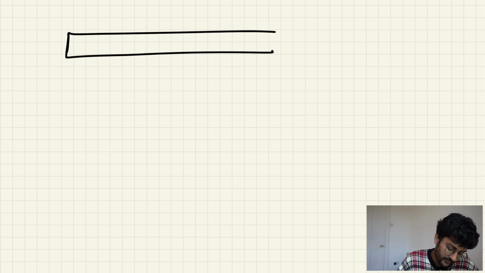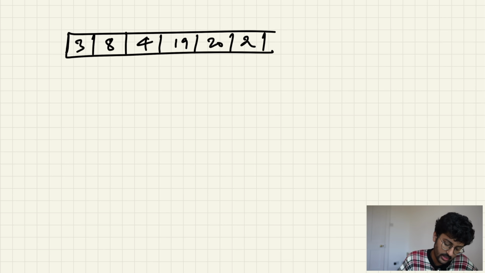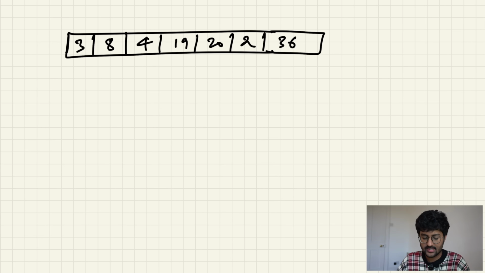So here's my whiteboard. And here let's say I'm storing the numbers in an array. Okay, no problem. So I store the number in array. I give the first number 3. Second number I give 8. Third number I give 4. Fourth number I give 19. Then I give 20. Then I give 2. Then I give 36. I give these many numbers, 1, 2, 3, 4, 5, 6, 7.